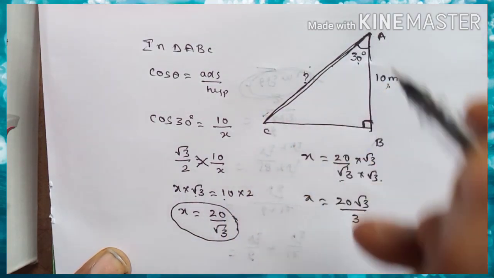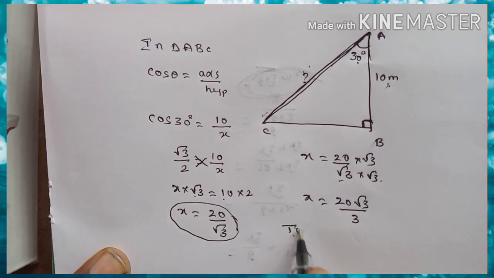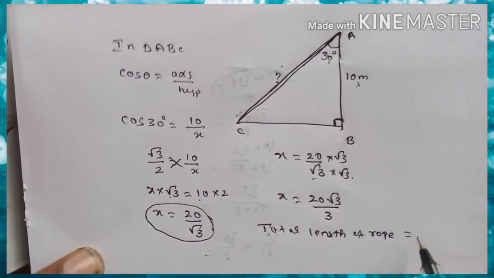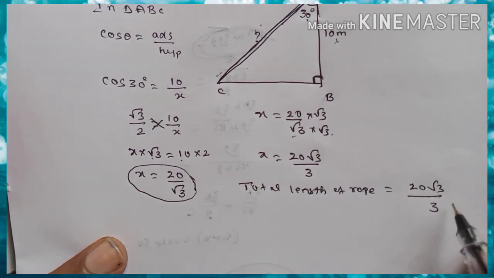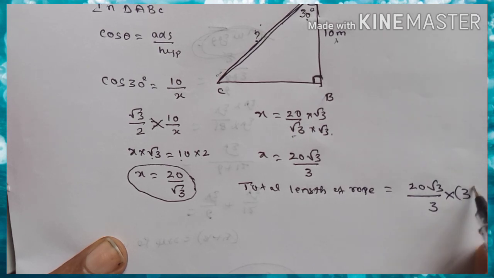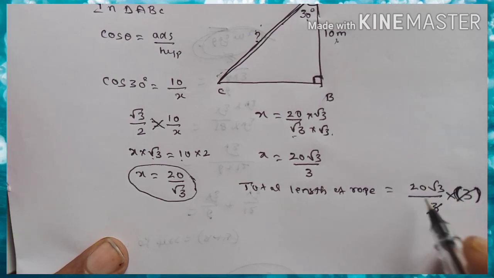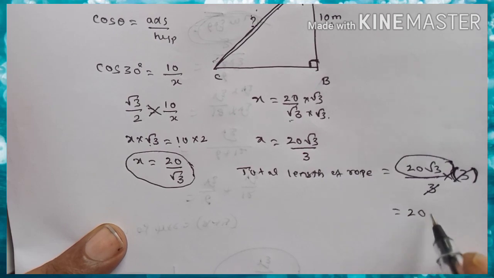Like that, how many ropes are there in the problem? We have discussed there are 3 ropes arranged. So the total length of the rope is equal to whatever value you got, 20 by root 3, 20 root 3 by root 3, multiplied by 3 because we have arranged 3 ropes. So multiply with 3, the 3 cancels, then the result is equal to 20 root 3.